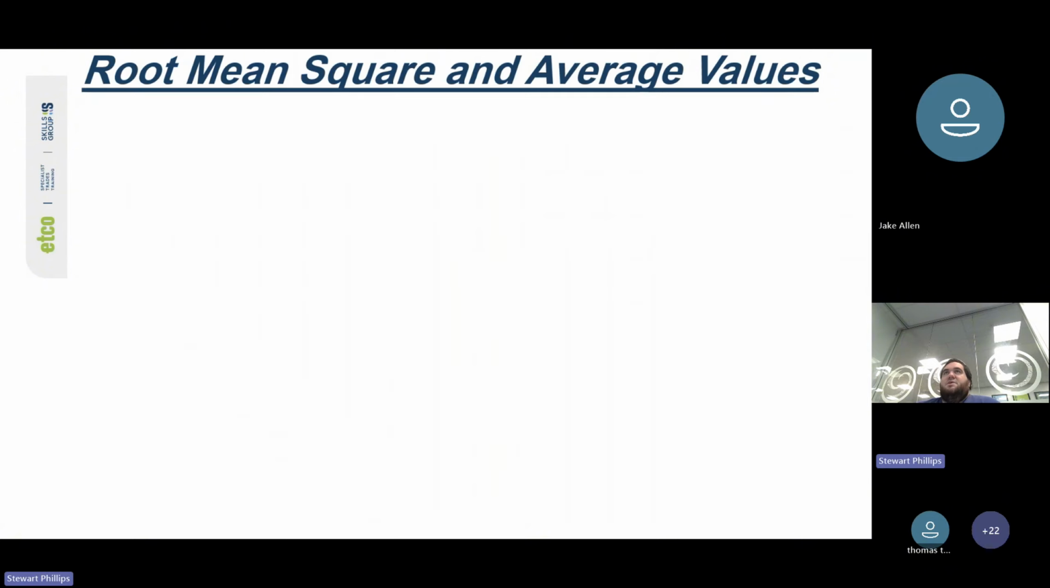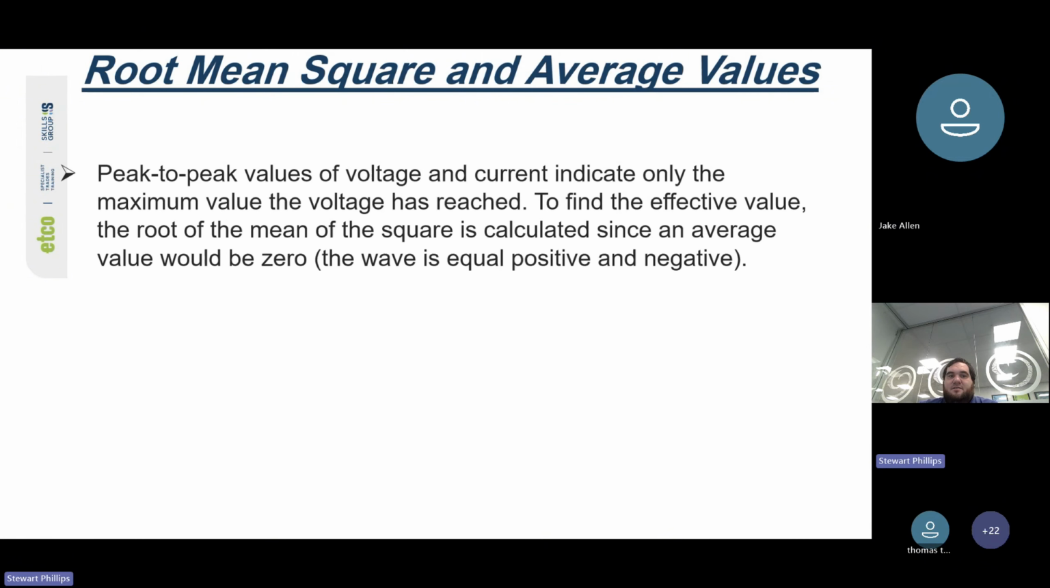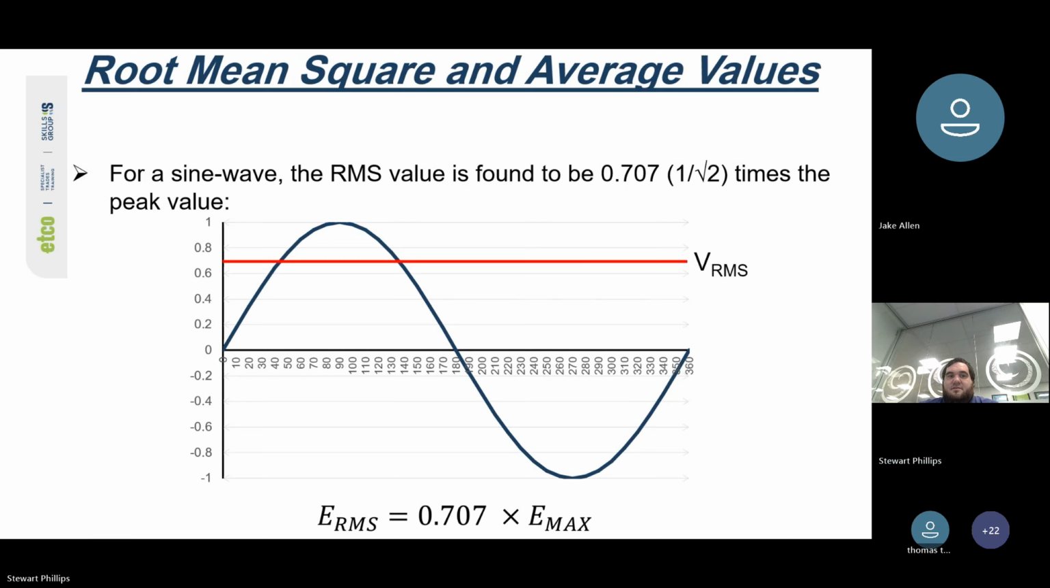So root mean square: we square all the instantaneous voltages every 10 degrees, which turns all the negatives positive. We add them together, divide by how many measurements we took, so 36, and then we square root that, which gives us a value of 0.707 times the peak value. So 1 divided by the square root of 2 is what it actually equals.